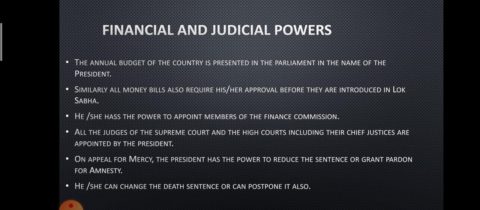But the president also takes advice. On appeal for mercy, the president has the power to reduce the sentence, or grant a pardon or amnesty. She or he can change the death sentence or can postpone it also. Any criminal has the right to appeal for mercy to the president.